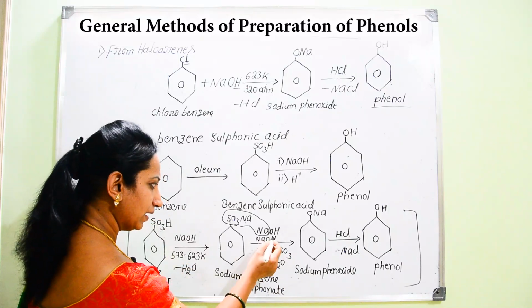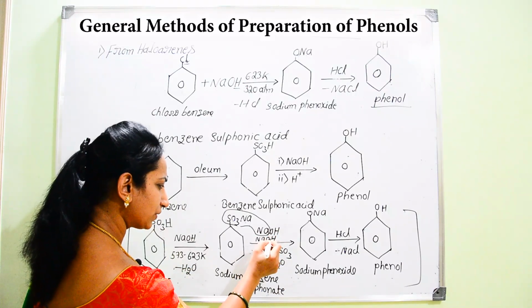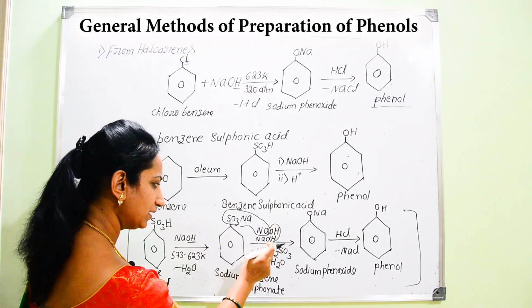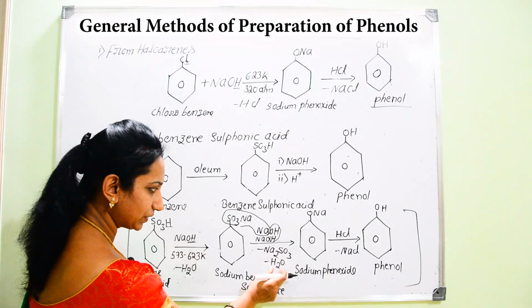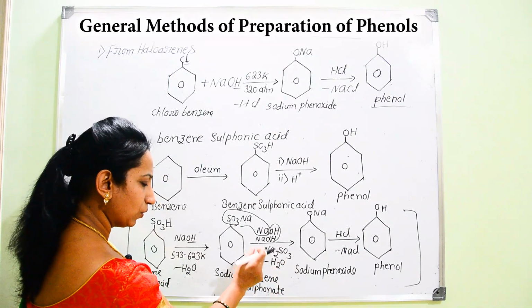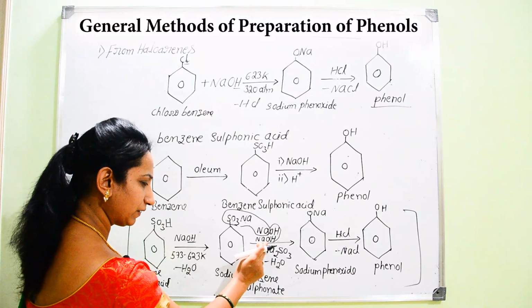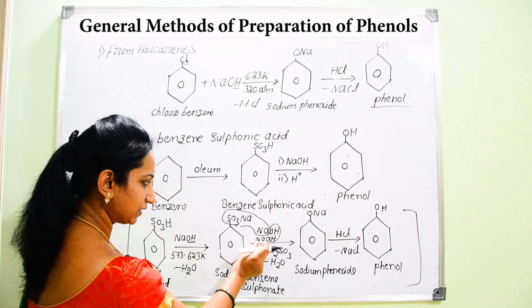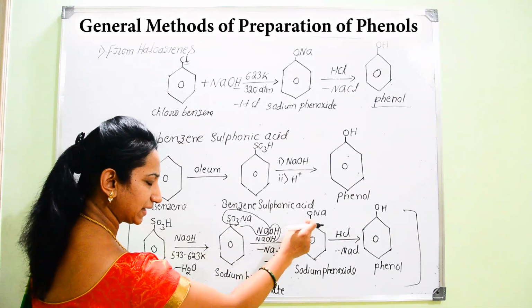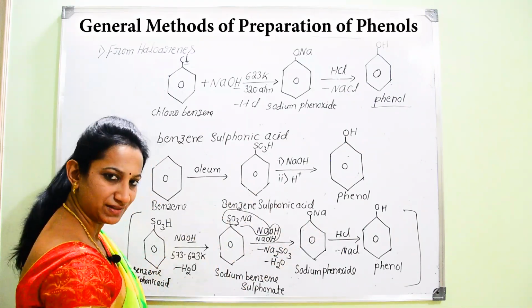Then you can find there will be presence of H and there will be presence of OH here. This H and OH combine together to give water, hence there will be removal of water. What is left over here? There will be presence of the ONa group. There is no obstacle for this ONa group, hence it will directly get attached to this benzene ring.